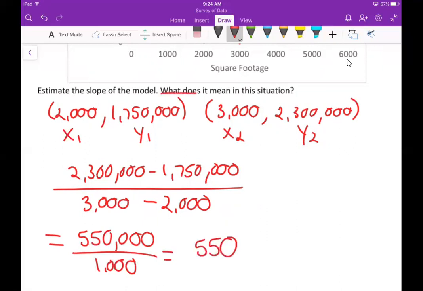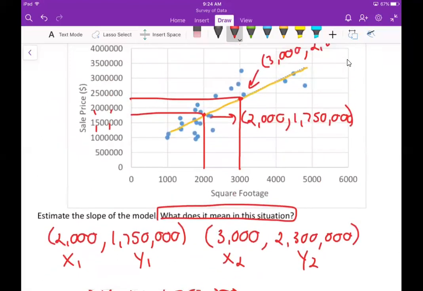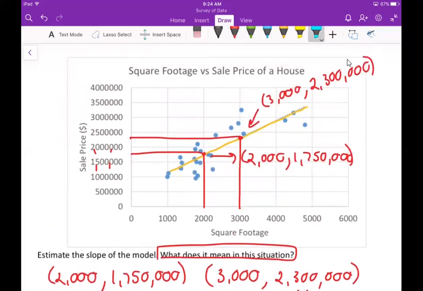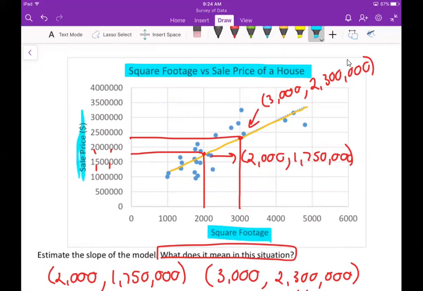Now, that's a good slope, but I want to know, what does it mean in this situation? Okay, so I have to go back and understand what my variables are here. So let's go back. Read the titles. This is square footage versus sale price of a house. So we have a bunch of data points we collected where certain houses were a certain square footage and then they sold for a certain price over here. Okay, so what did I do? Change in Y over change in X.